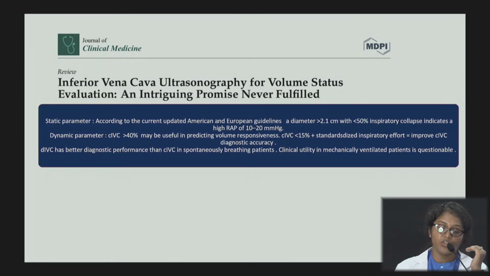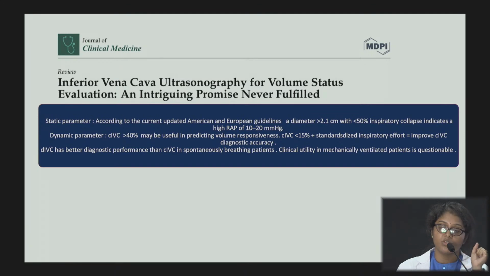So in the IVC also there is a static and a dynamic parameter. The static parameters are diameter and collapsibility. A diameter of more than 2.1 and less than 50% inspiratory collapse indicates a high right atrial pressure of 10 to 20. So IVC is a major capacitance vessel of the body.